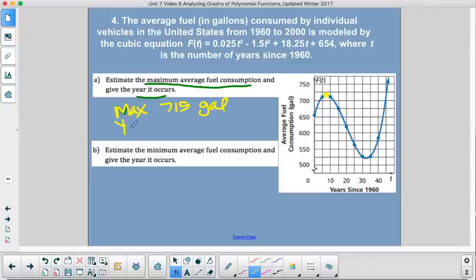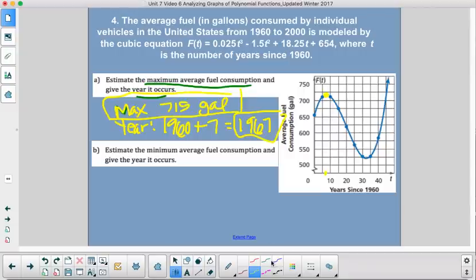And the year, when does that occur? Well, let's say, I don't know, does that look like 7 or 8? So we would do, what year did it start out with? 0 year was 1960 plus, I don't know, maybe a little closer to 7, so plus 7. So the year that it happened was 1967. Okay, so there's my max and the year that it occurred.